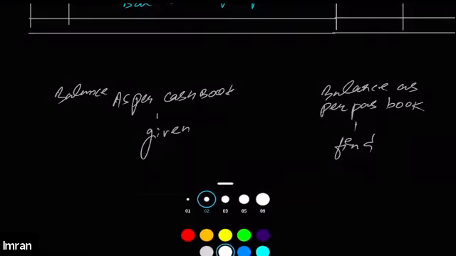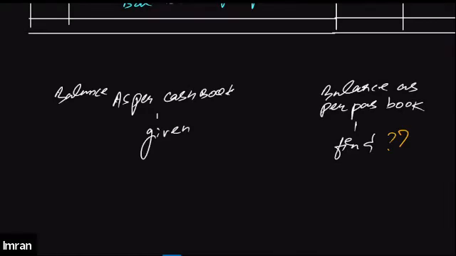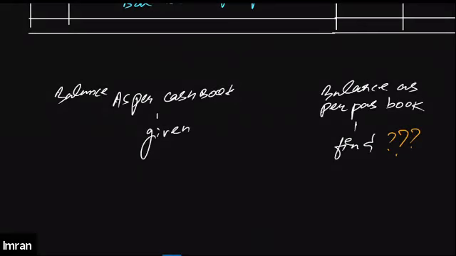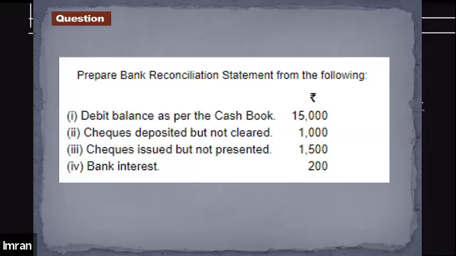So in order to find the balance as per passbook, we need to do whatever the accountant must have done. You need to understand this. In order to find out the balance as per passbook, we will do whatever the banker would have done. Got it? Now see, coming back to the question, it says that check deposited but not cleared.